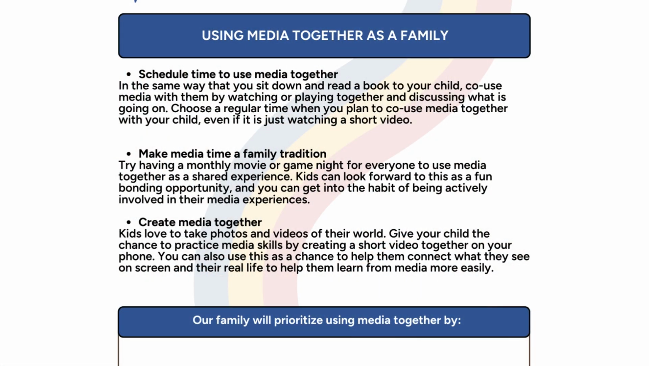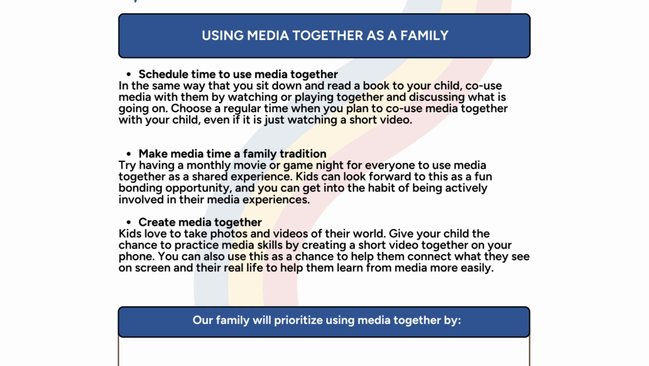So if you choose to prioritize using media together as a family, one way to do this is to make sure that your child's media time isn't all alone. In the same way that you would sit down with your kiddo and read them a book, you can co-use media with them sometimes by watching or playing together and discussing what's going on. Another example, like I talked about, is making media time a family tradition. Try having a monthly movie or game night for everyone to use media together as a shared experience. Or you can choose to have a regular time when you plan to co-use media together with your child, even if it's just watching a short video.